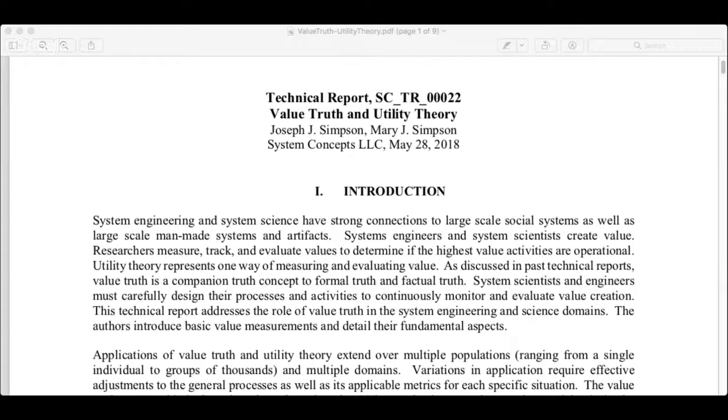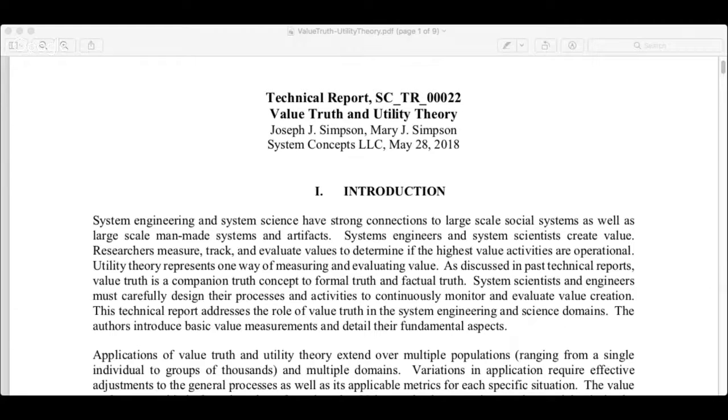This particular month's technical report will be followed up with a more detailed report in July. So with that, let's just get started on it.